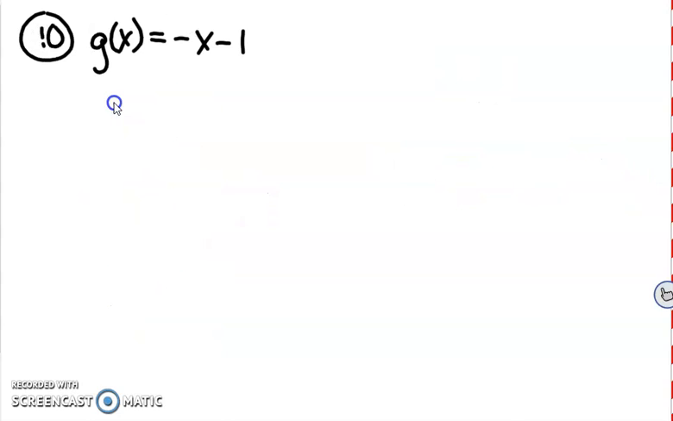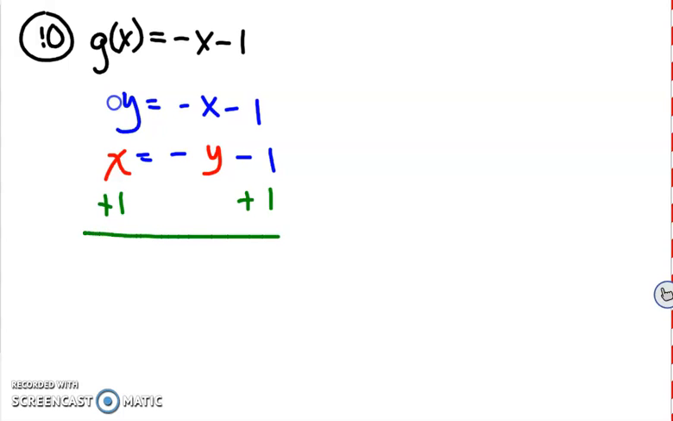In problem 10, replace g of x with y, exchange the x and the y, and then start solving for y. So first step would be to add 1 to both sides. So we have x plus 1 is equal to negative y. Because negative 1 plus 1 is 0.